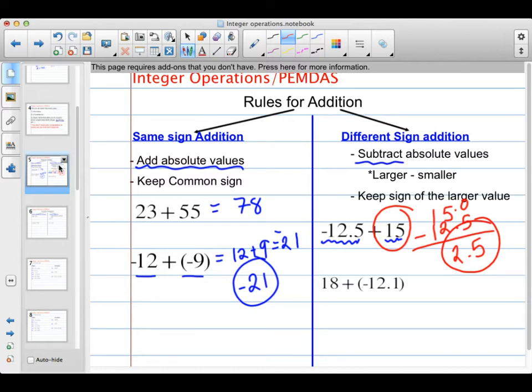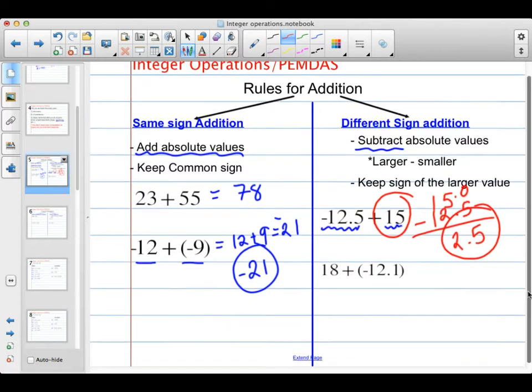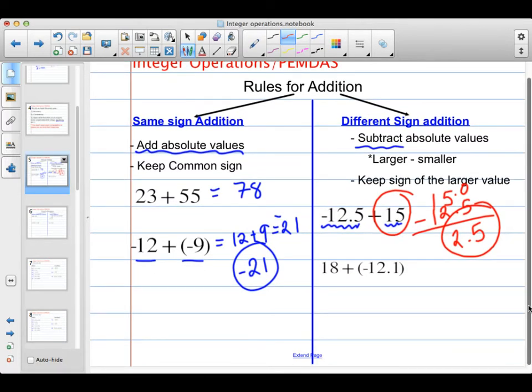Again, not taking a lot of time on these rules because you guys have seen them before, just reviewing the rules. 18 plus a negative 12.1. When we simplify 18 plus negative 12.1, again, different sign addition, take the smaller from the larger. So we're going to take 18 and subtract 12.1. We'll try and do a little bit more complete here. So we're going to take the 8 and borrow from it, make that a 7. We've got a 10 here. 10 minus 1 is 9. 7 minus 2 is 5. And 1 minus 1 is 0. 5.9 would then be our answer.